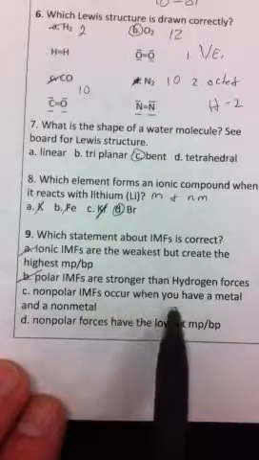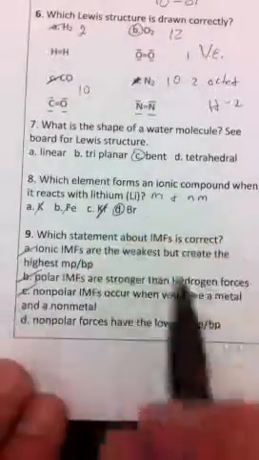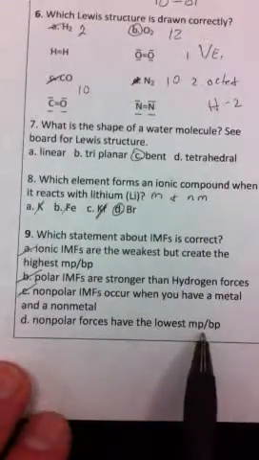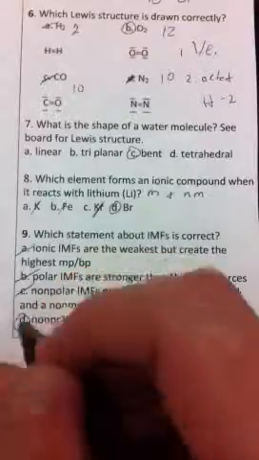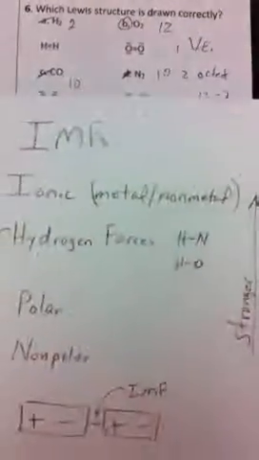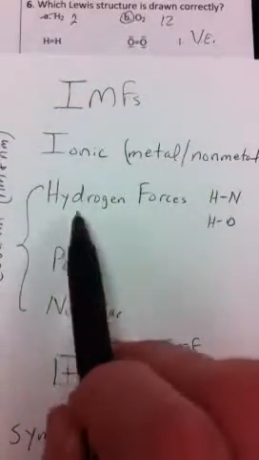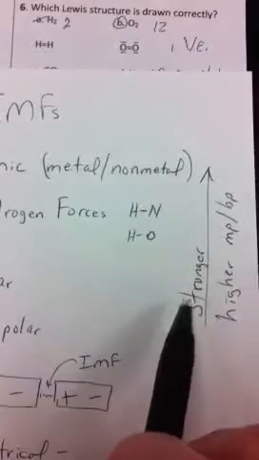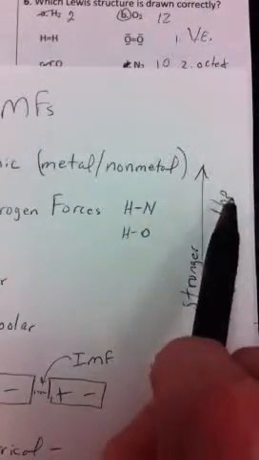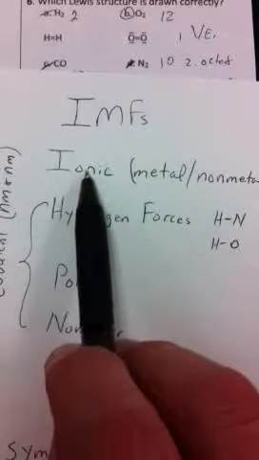Nonpolar IMFs occur when you have a metal and a nonmetal. That is incorrect. That would be for ionic, metal and a nonmetal. Nonpolar forces have the lowest melting point and boiling point. That is correct. That is one of the main concepts of this unit. You must know these 4 IMFs, how to determine them, and just as importantly, what their relationship is to melting point and boiling point. The stronger the IMF, the higher the melting point and boiling point.